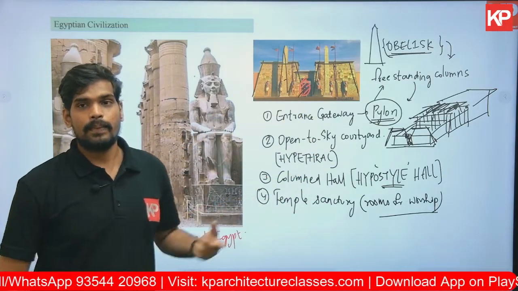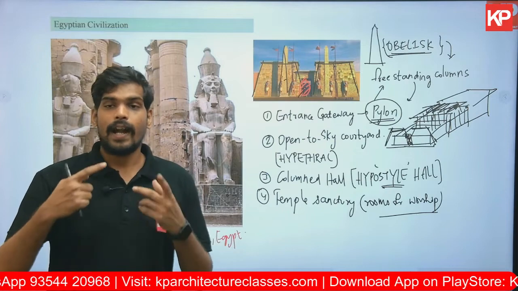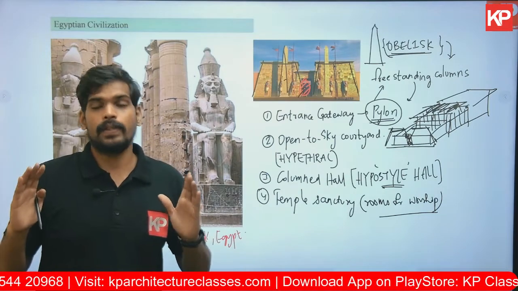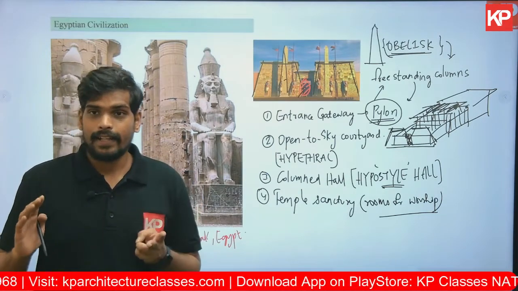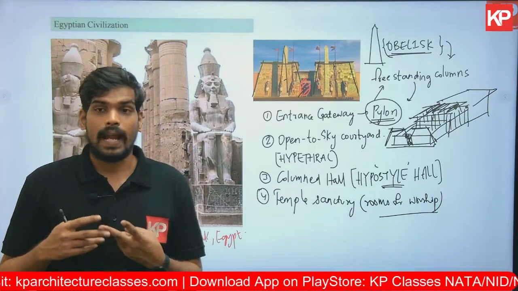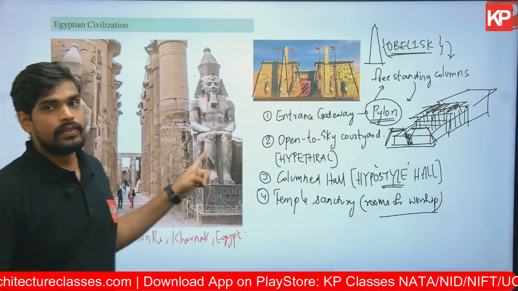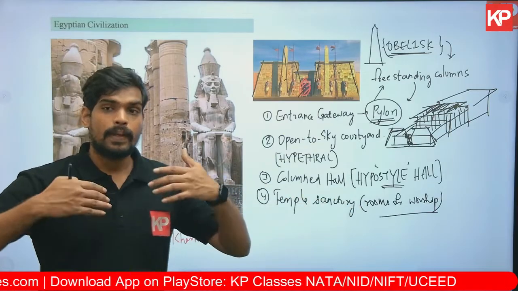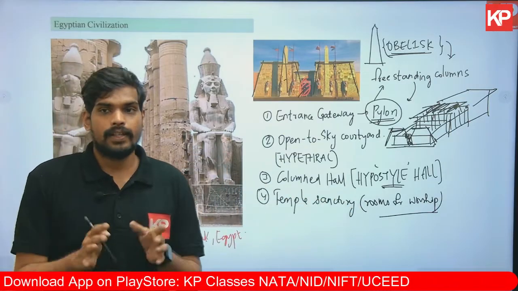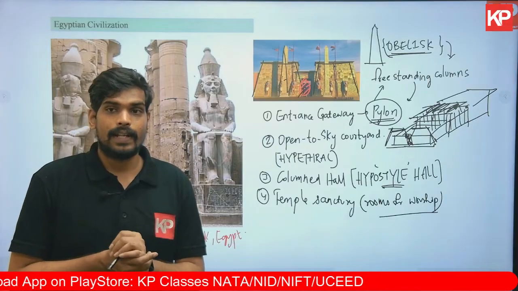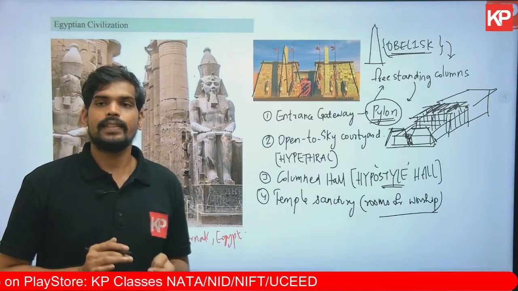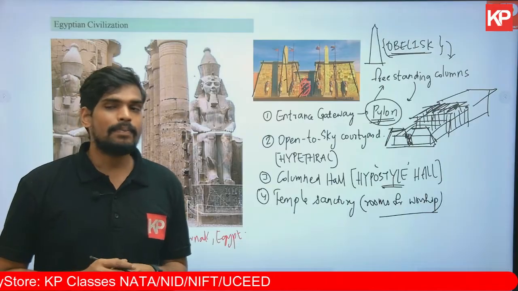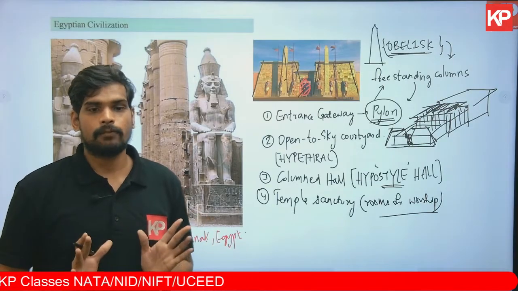What are the parts of the temple? It starts with the entrance gateway called the pylon, with obelisk in front of it. Second is the open to sky courtyard, which is called the hypaethral court. After that, you have this columned hall, columned space, which is called the hypostyle hall. And behind that, the last part of the temple is the room for worship, which is called the sanctuary of the temple. So these are the four parts of the Egyptian temple. Any typical Egyptian temple will have these four parts.